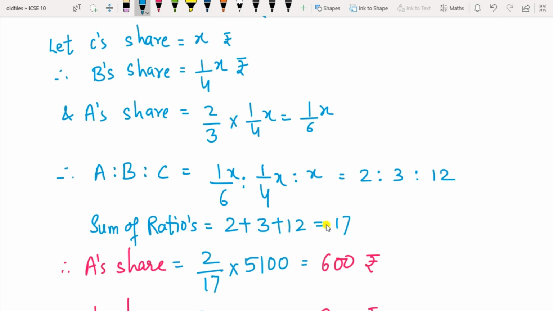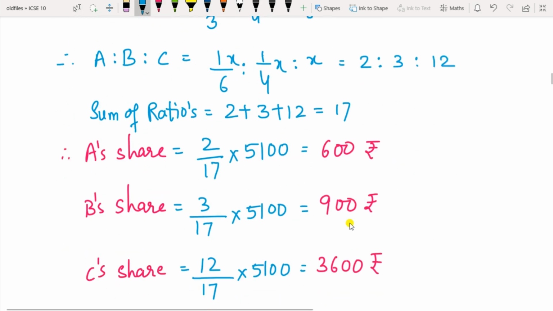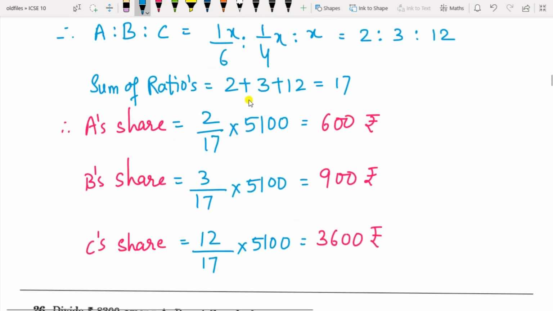Now take the sum of the ratios, it will be 17. Then you find A's share, that is 2/17 multiplied by 5,100. For B's share it is 3/17 multiplied by 5,100, and for C's share it is 12/17 multiplied by 5,100, and you get this amount for A, B and C respectively.